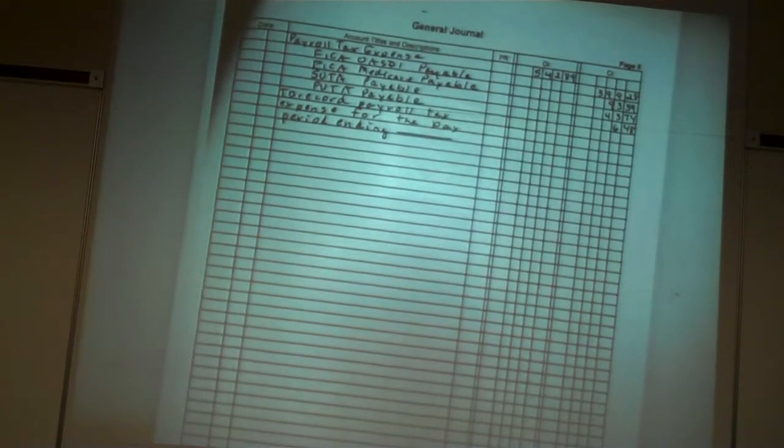All right, so this is to record the payroll taxes, and again, I have the pay period ending and whatever date that is. That's the second journal entry. What's the third one? And it's the one that's not in the book.